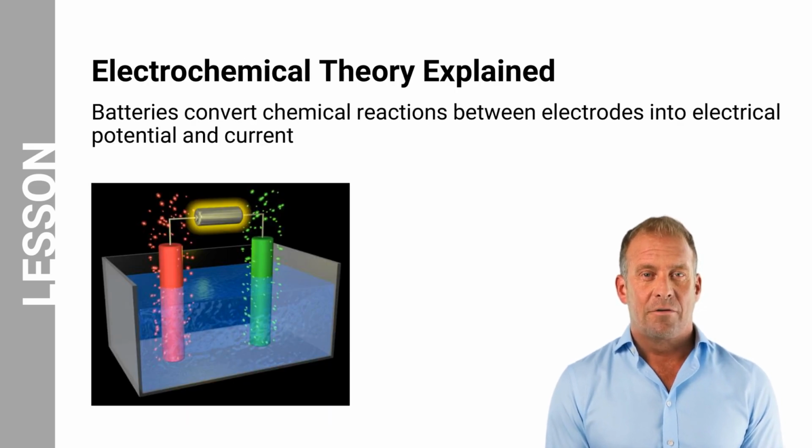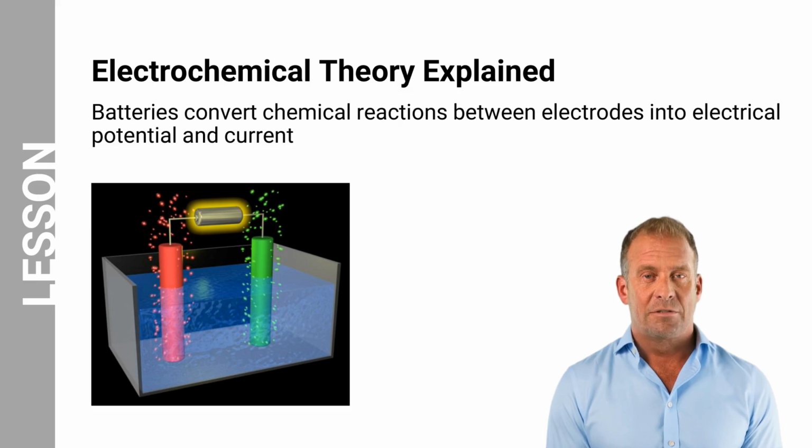The electrochemical theory bridges the gap between electricity and chemicals. It explains how chemical reactions, like those in batteries, can generate electricity, and conversely, how electrical energy can drive chemical changes, as seen in electrolysis.